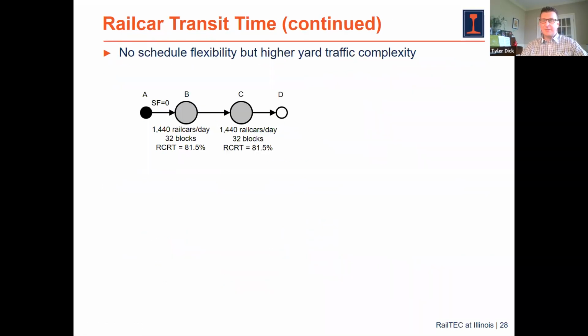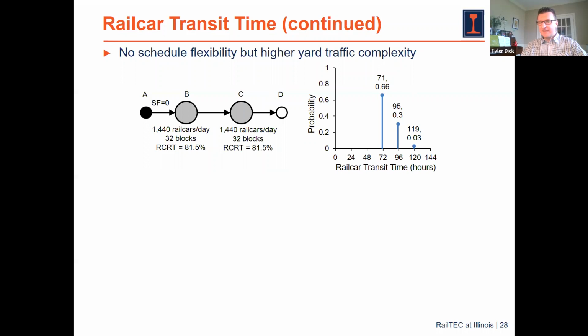If we take that same assumption of structured operations, but our yards become congested, we're making more blocks in them, what we find is that that distribution of potential trip time shifts off to the right a little bit, okay? Now we've got a lower probability of making our ideal trip time, and that ideal trip time has increased now to 71 hours, and we have a greater probability of incurring either a 24 or 48-hour delay.